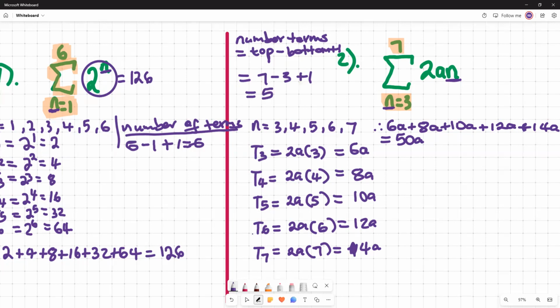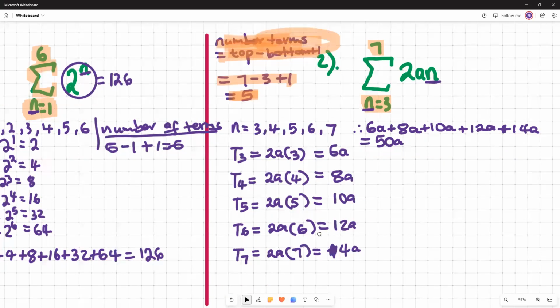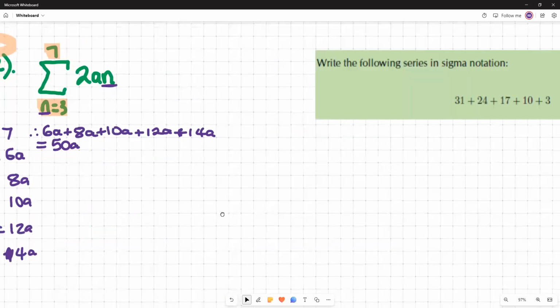This technique, you need to know it. You need to highlight it and write it somewhere in your book. It's going to be helpful in future as the level of sigma notation advances, where we're going to be using the sum formulas. This will prove helpful. Okay, thank you very much. We can move on, ladies and gents.